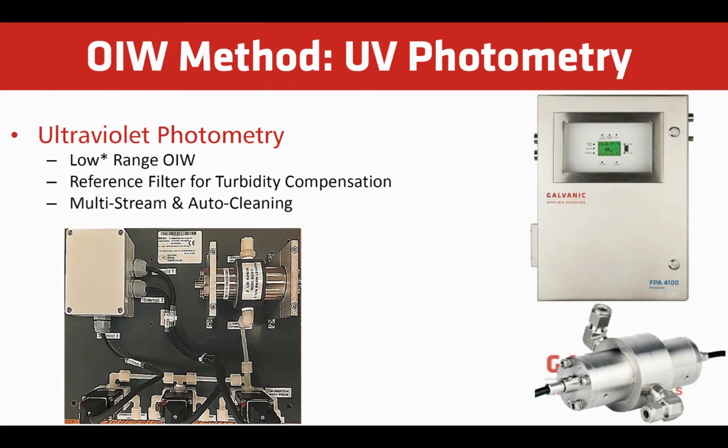Ultraviolet photometry can also be used for low ranges of oil and water. Just like the NIR, even though the technology can measure higher ranges, to avoid maintenance issues, it's best to stick to lower concentrations. Installation is a 1/4-inch slipstream to either the sensor or a valve-mounted assembly. This allows the analyzer to perform multi-stream as well as automated cleaning. These systems also include a reference filter to compensate for background turbidity.